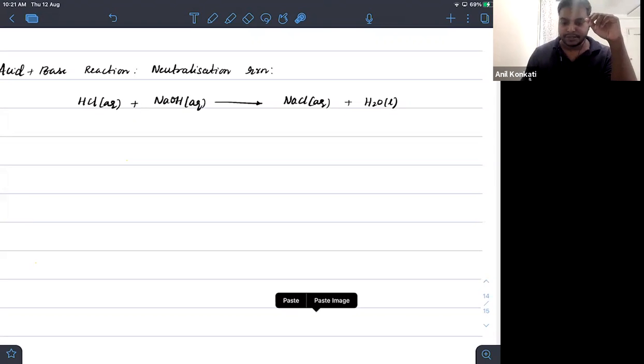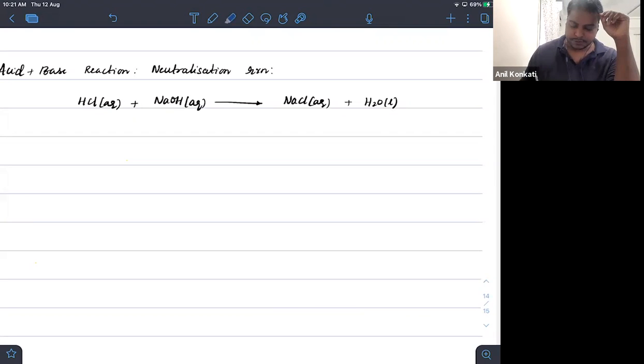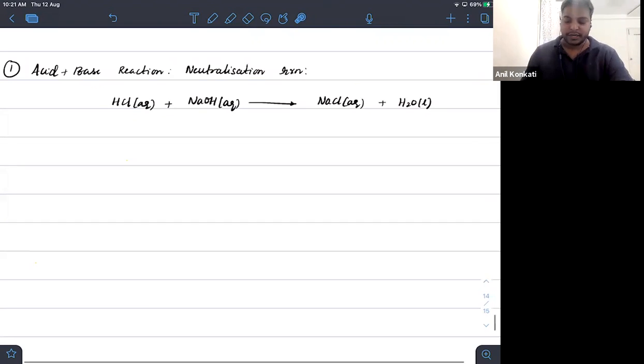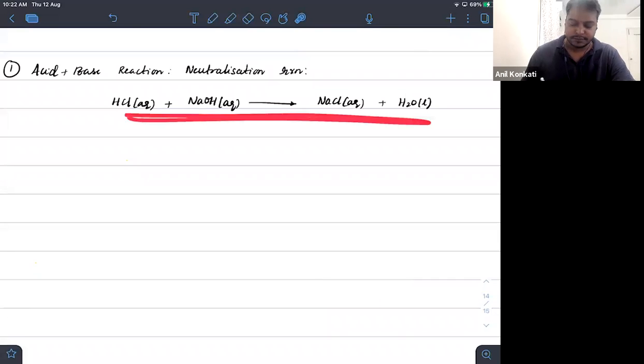Now, always look out for these options to balance this. There is one chlorine here and one chlorine here. Similarly, there is one sodium here and one sodium here. So both of these are balanced. If these are balanced, automatically hydrogen and oxygen will be balanced as well. So this is already a balanced equation, and there is no need to make any changes in this case.